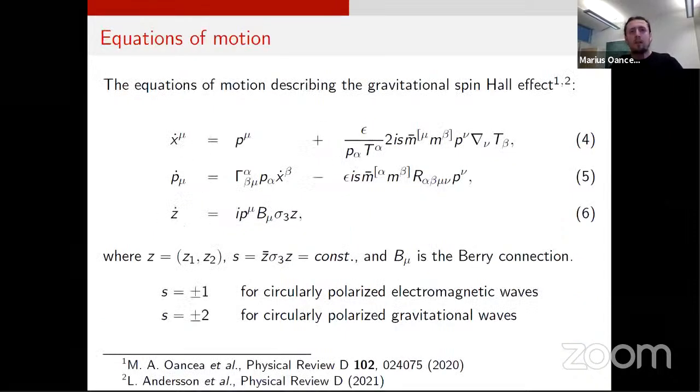And what we obtain in the end are the equations of motion describing this gravitational spin Hall effect. Okay, so we have here the equations for x dot and p dot, and if we look at the first terms over here, these are just the null geodesic equations.